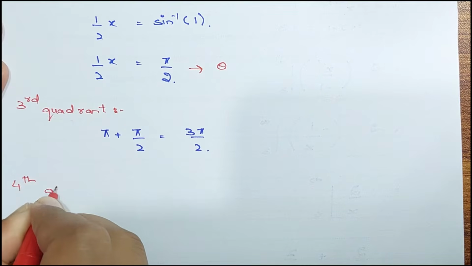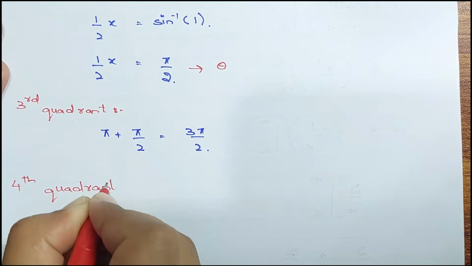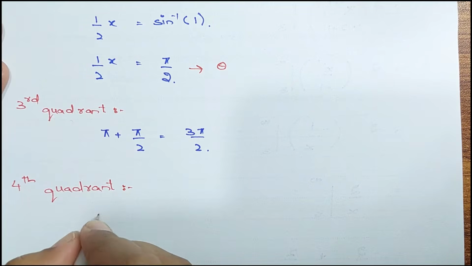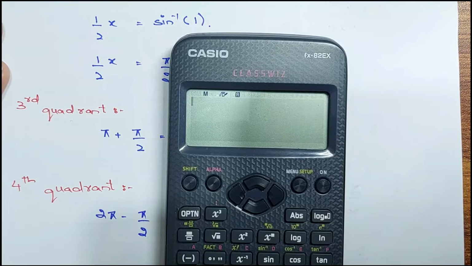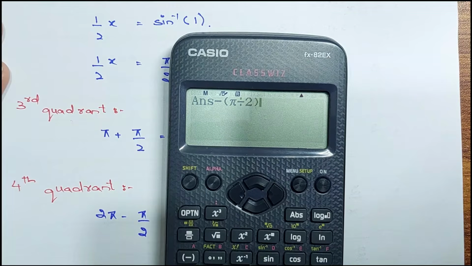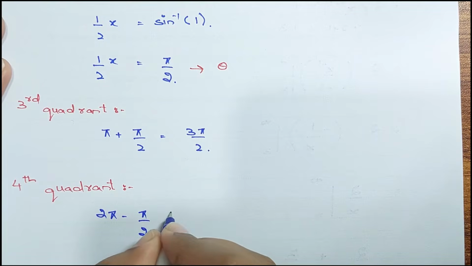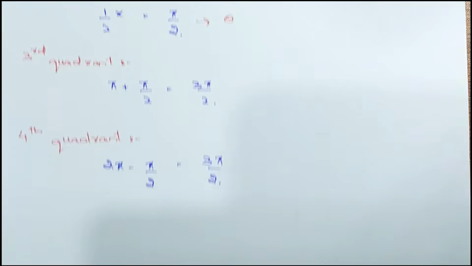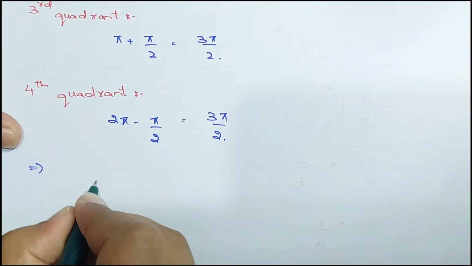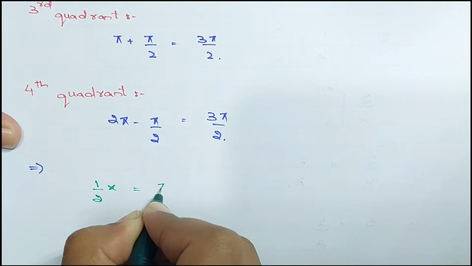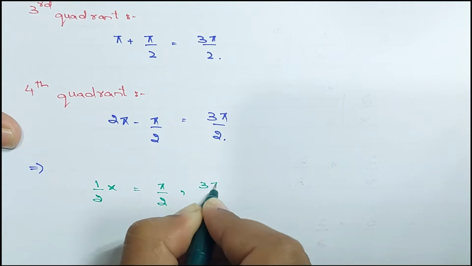So for the fourth quadrant, we can do 2 pi minus pi by 2. So 2 times 2 would be 4, and 4 minus 1. Okay, you can say 2 pi minus pi by 2 is 3 pi by 2. This is again 3 pi by 2. Alright, 3 pi by 2, 3 pi by 2, and pi by 2. So these are the values of half x. So we can say 1 by 2 x is equal to pi by 2 and 3 pi by 2.